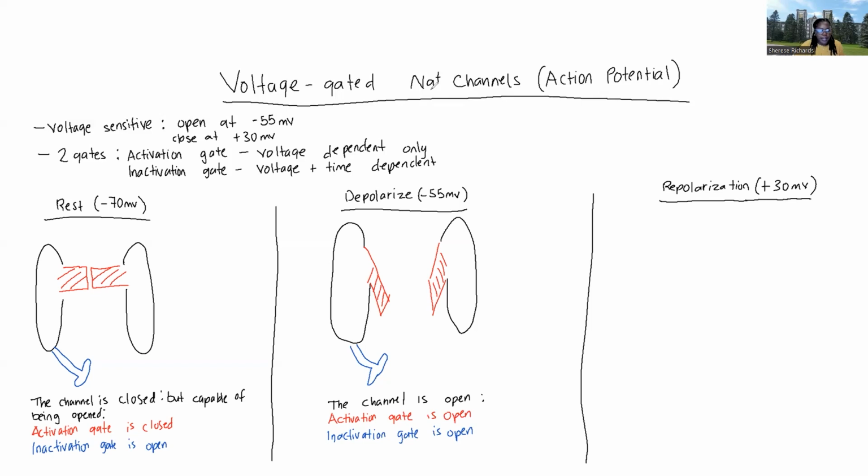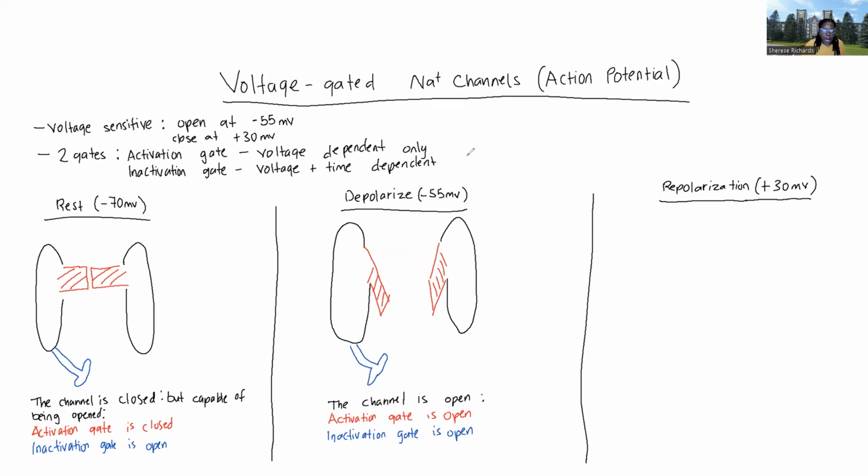So now we have depolarized the cell. We get to -55. This channel is now fully open. Both gates are open, and so sodium starts rushing into the cell. One important thing to say is that because the inactivation gate is voltage and time dependent, there is a 1 millisecond timer that goes off when the inactivation gate gets to -55.